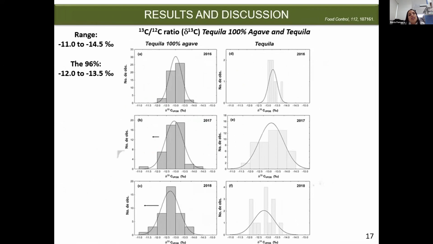For the isotope ratio of carbon-13, we found the range of the results is from minus 11 to minus 14.5 parts per mil. 96% of the data are between minus 12 and minus 13.5 parts per mil.